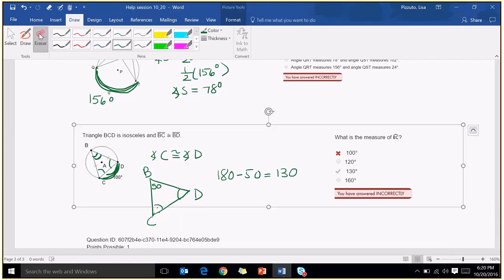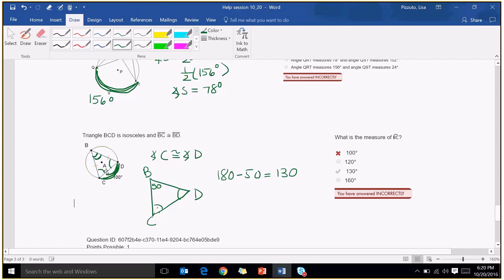Keep trying to grab that eraser. It's not working. Right, 65. Let's see. Okay. Yeah, didn't erase really well, but all right.